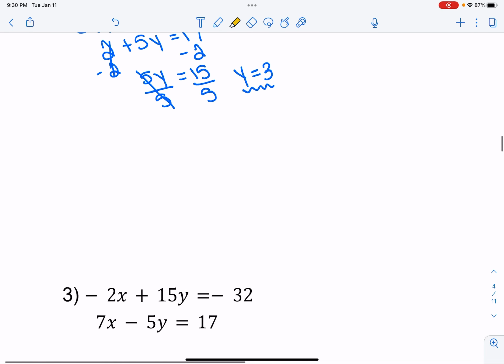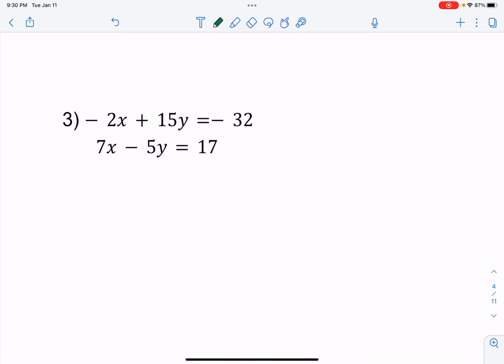All right, number 3. We do have quite a few examples to get through. If you feel like you're pretty confident, just keep watching because it gets a little more complicated as always. Okay, so number 3, we have negative 2x plus 15y equals negative 32, and 7x minus 5y equals 17. So this one, it's not all nice and pretty for us in the fact that it's already set up for one of our variables to eliminate. So this is where it gets a little tricky.